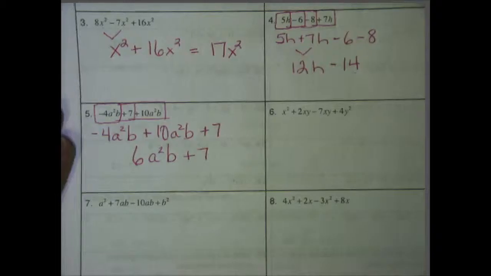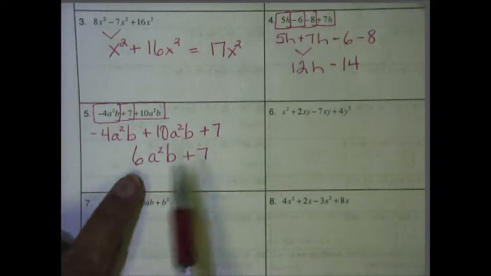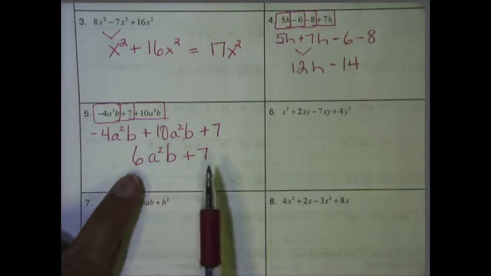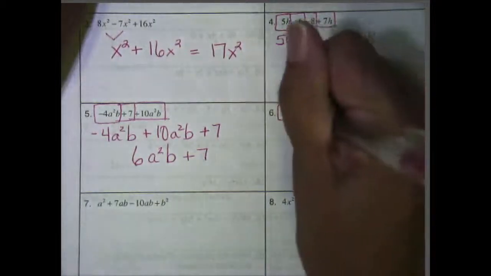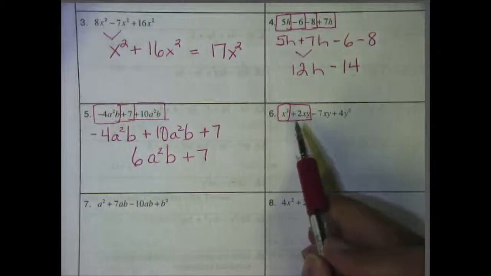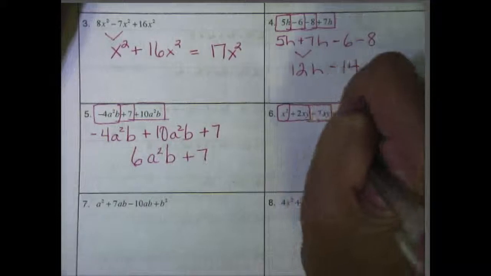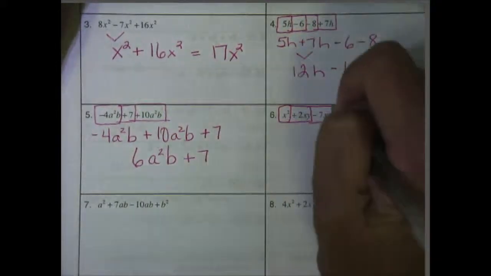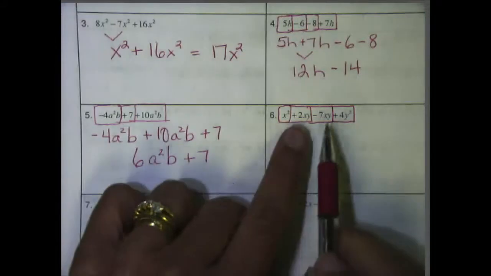So let's look at number 6 then. Remember on number 5 that we can't add these two together because they're not like terms. So they end up 6a squared b plus 7. Number 6, we'll go ahead and box in our terms. So we have x to the second, and then we have positive 2xy. I know that's a plus, but you guys know that when there's a plus in front of something that makes it positive. Same thing here. We have a -7xy, but that just makes this a -7xy, and then a positive 4y to the second. So as you look at these, if we're going to put like terms together, the only terms that we have that are alike are right here in the middle.